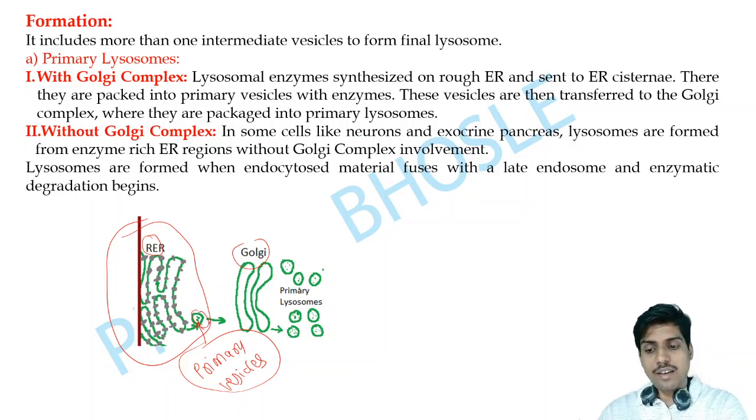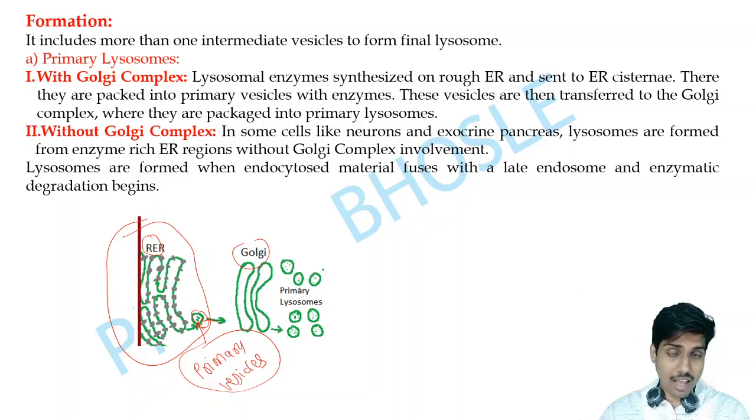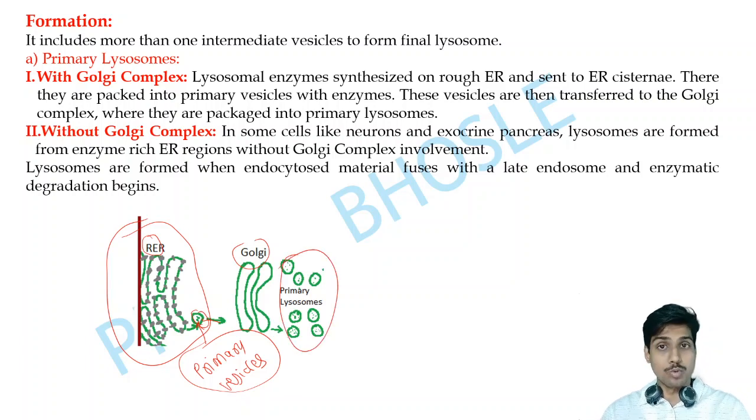Then they are further packaged to the Golgi bodies. The Golgi body is the final processing of these primary vesicles, and when these vesicles get out from the Golgi complex, they are referred to as a primary lysosome. So this is the formation, how they originate.